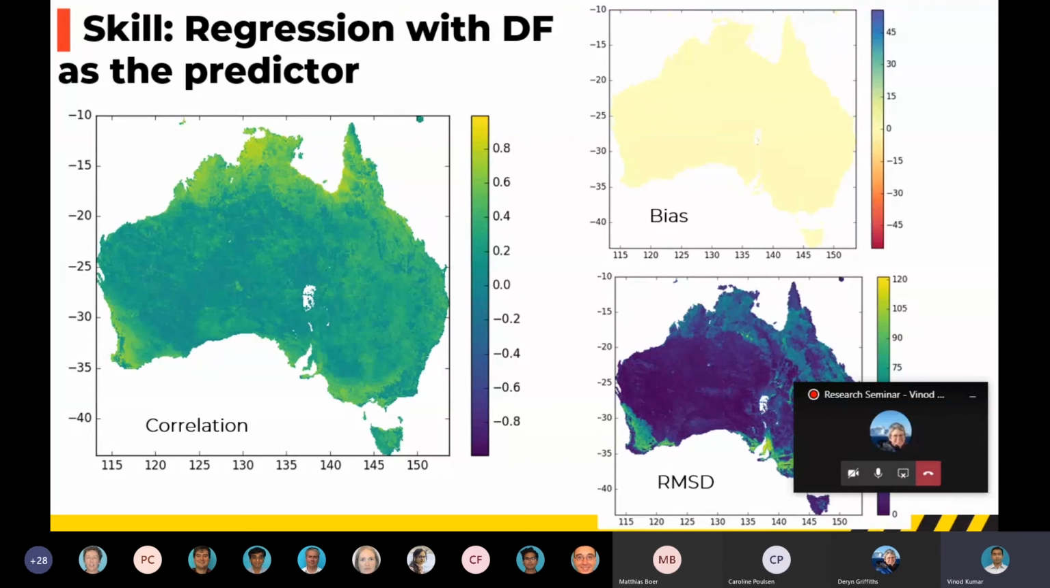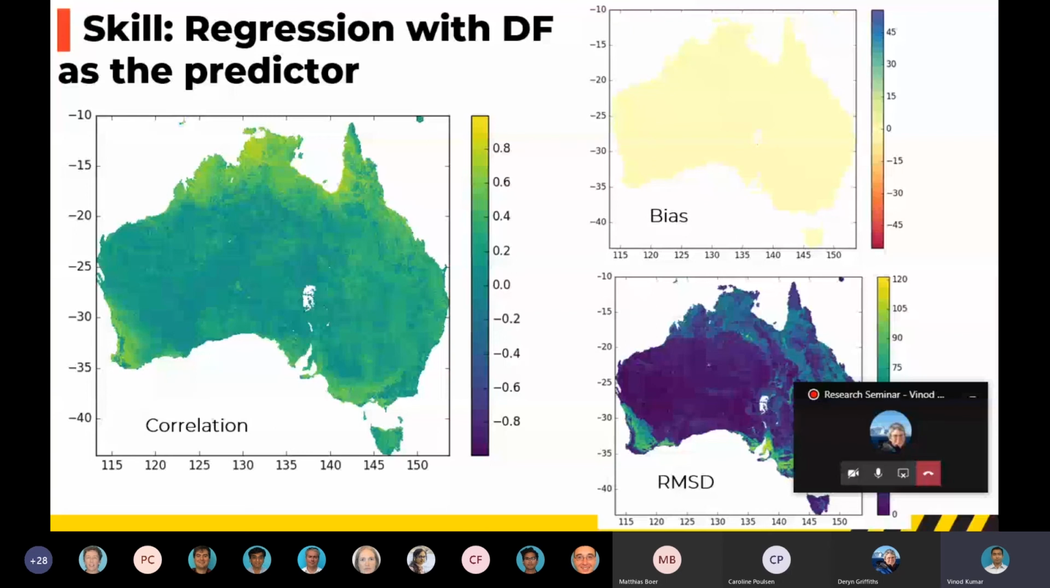So on the left is the correlation. You could see that this skill actually varies from location to location. There are places where it shows very good correlations with the original live fuel moisture content data sets. Generally, there is no bias in the prediction, but we observe very large root mean square differences, of the order of about 50% of the dynamic range. So quite large root mean square differences have been observed from the prediction of this model.